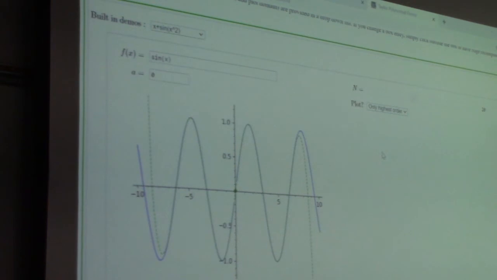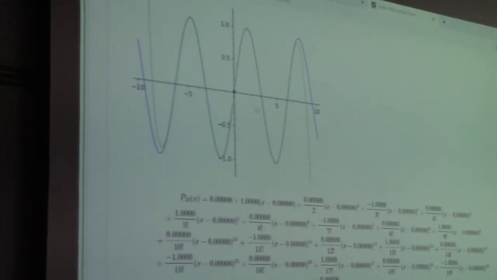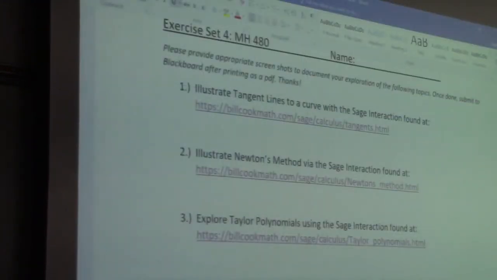Bill's funny. I think he's actually sort of eliminated some of the numerical power of these interactions so that his students can't do all of their homework with it. If he's not careful, they'll just do all their homework on these things. All right, anyway. So take your picture, move along.